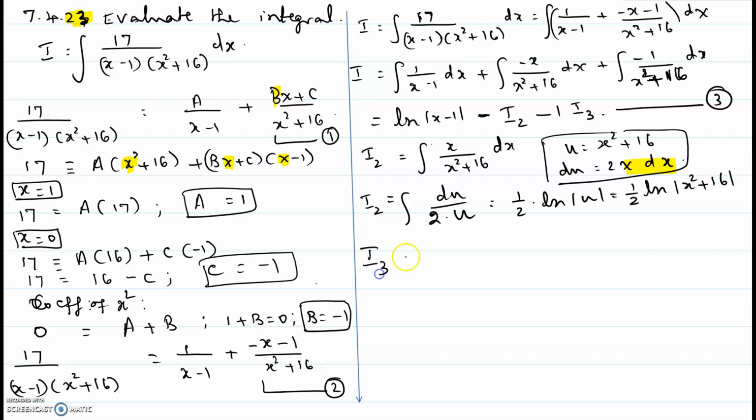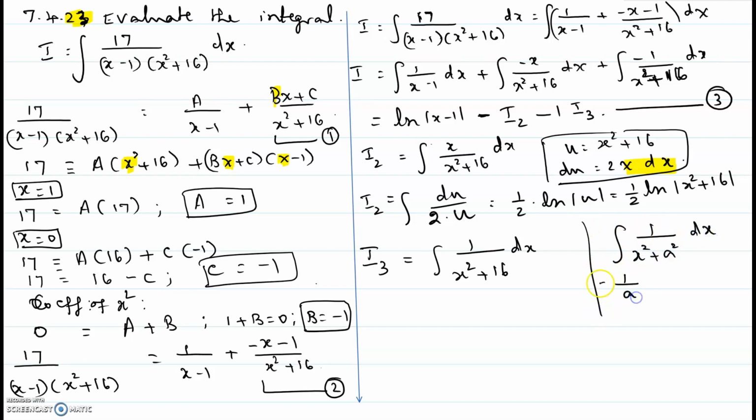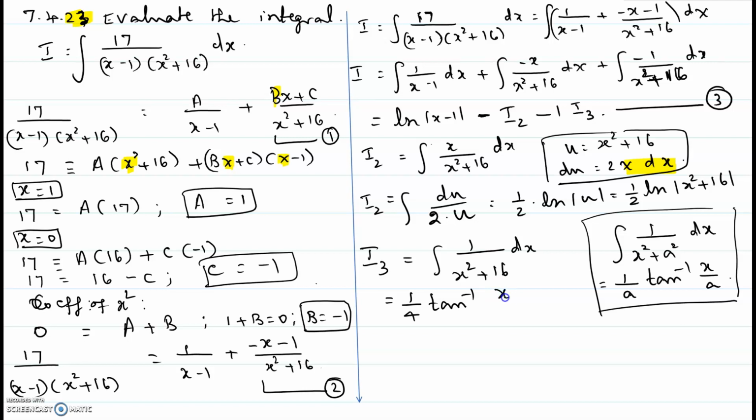Then I3, which is the integral of 1 over x squared plus 16. The formula for 1 over x squared plus a squared is 1 over a tan inverse of x over a. So here a squared is 16, so a will be 4. So it is 1 over 4 tan inverse of x over 4.